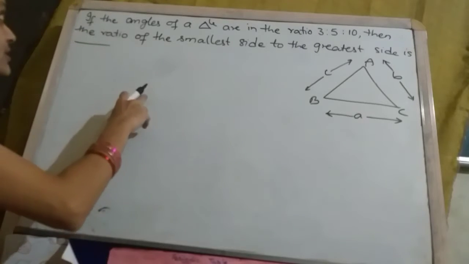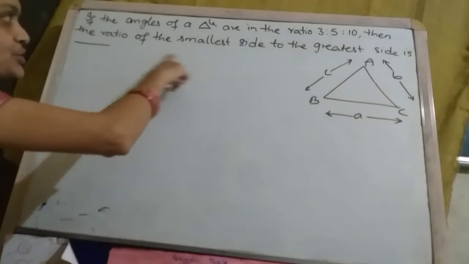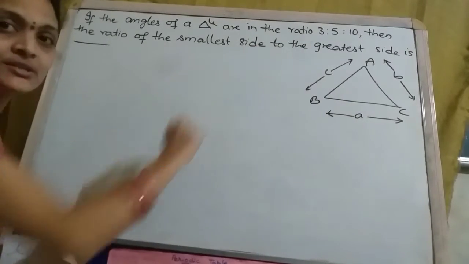Here, this is the first one. If the angles of the triangle are in the ratio 3 is to 5 is to 10, then the ratio of the smallest side to the greatest side is.